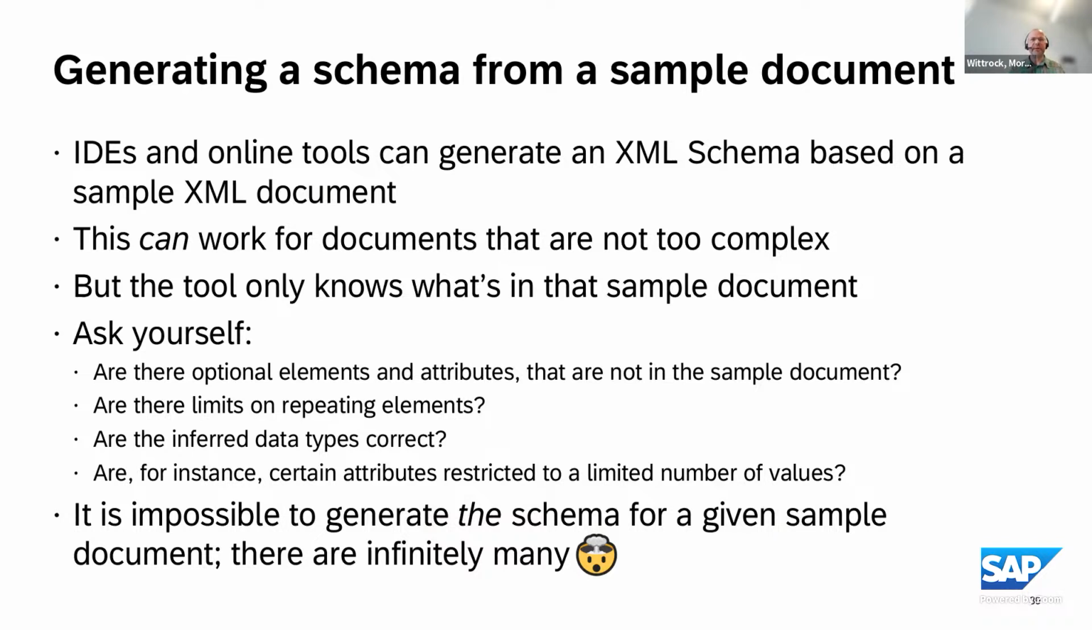Also, are there limits on repeating elements? If you have a sample document with an element that occurs 3 times, does that mean it should always occur 3 times, or at least 3 times, or between 2 and 10, and so on? That's something to keep in mind. Are the data types correct that the tool infers? And so on.